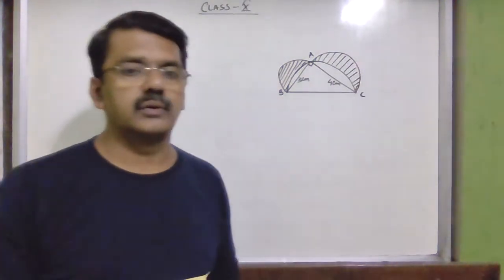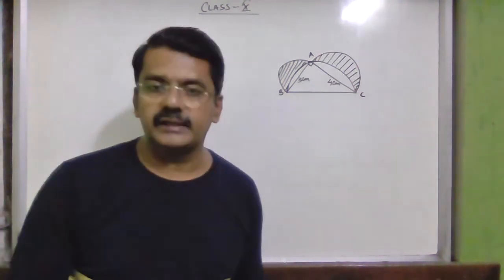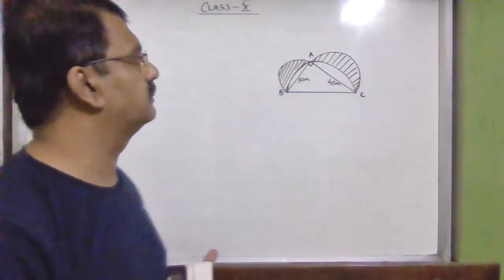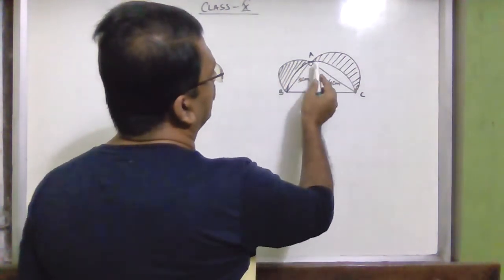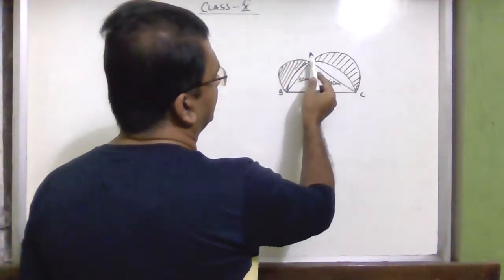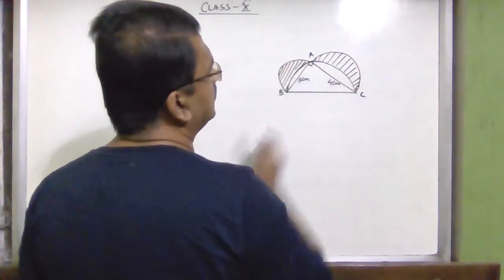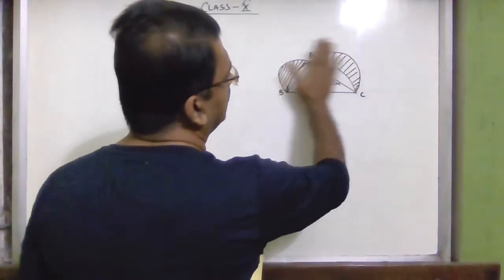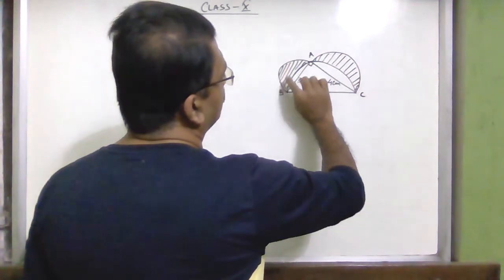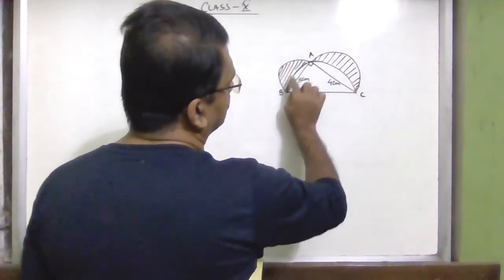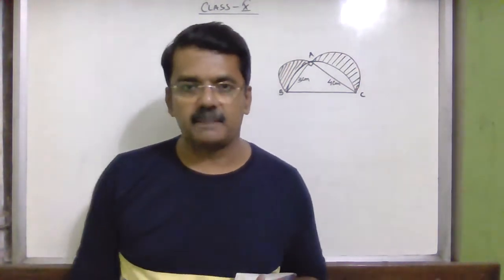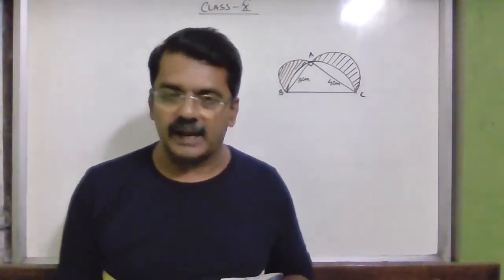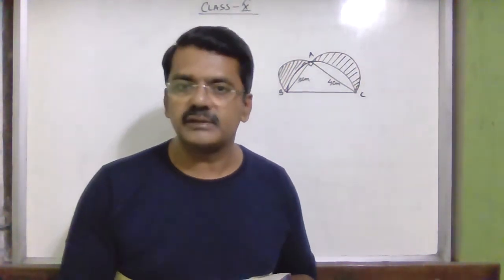Okay. So to find the area of the shaded part, to the area of the triangle, you add the area of two semicircles with AB as diameter and with AC as diameter. This is the whole area, and then from that you subtract the area of the biggest semicircle with BC as the diameter. So you will get the area of the shaded part.